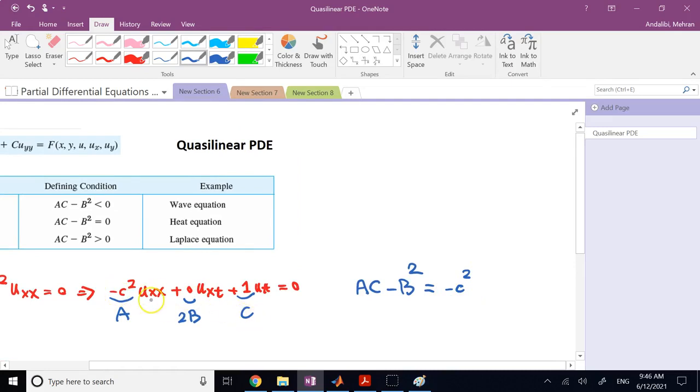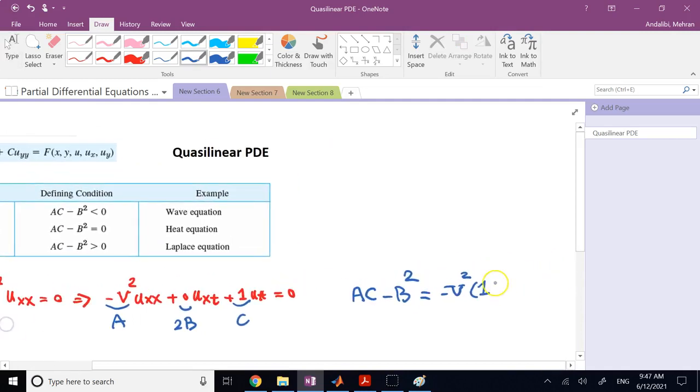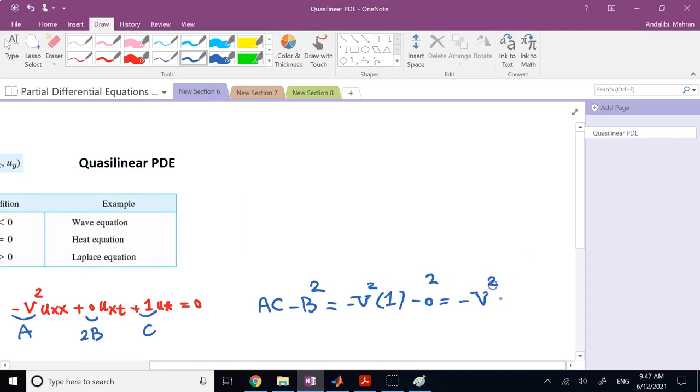Note that this C and that C are different things, okay? This C is the speed of the wave. If you might get confused, I can change this C to something else, okay? So that it is not confusing. So maybe to avoid confusion, I would call it, for example, whatever you want, V squared, where V is the magnitude of velocity, okay? So let's call it V squared, so that it is not confusing. So then you will have 1 times negative v squared, and b is already 0, so it is going to be negative v squared, and clearly it is negative.